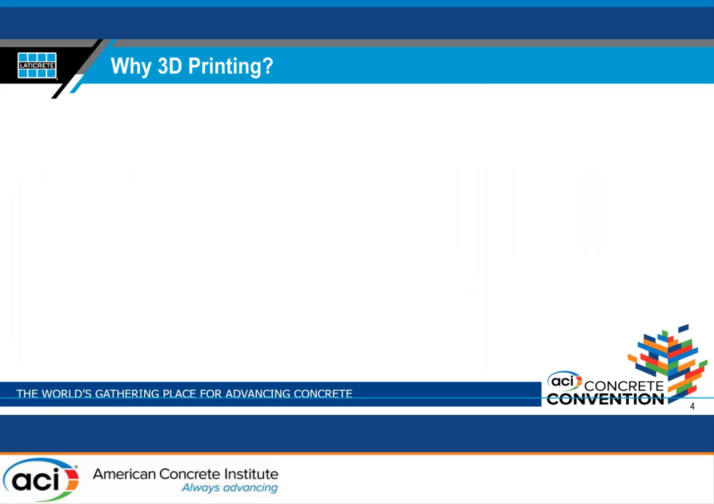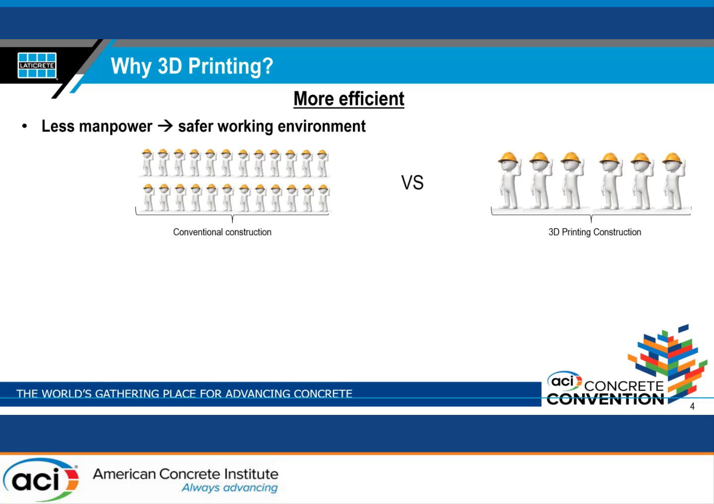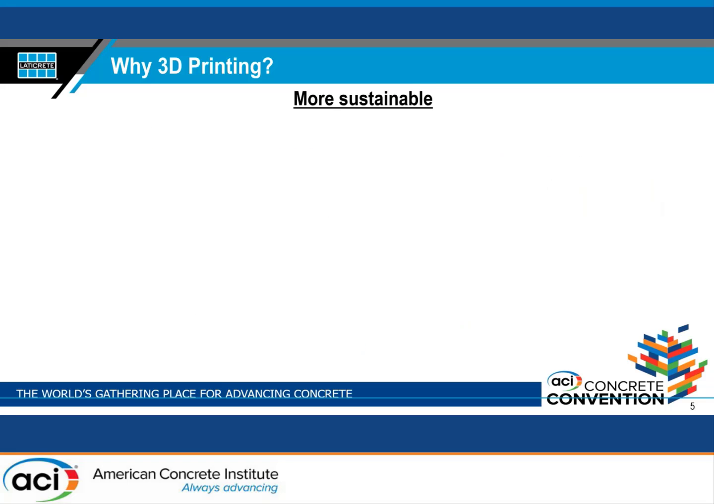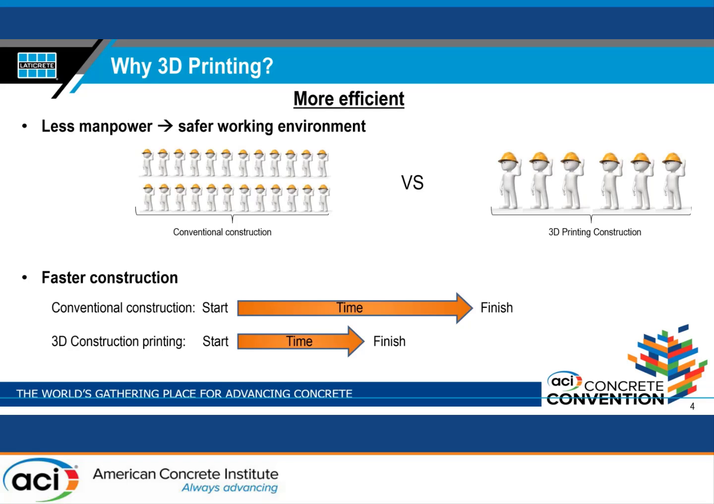So why has this technology been gaining popularity? It's because it is more efficient than the conventional construction method. It requires less manpower, which results in a safer working environment because not so many people are needed at the job site. And it also enables us to do the construction faster because most of the work is done by the 3D printer.